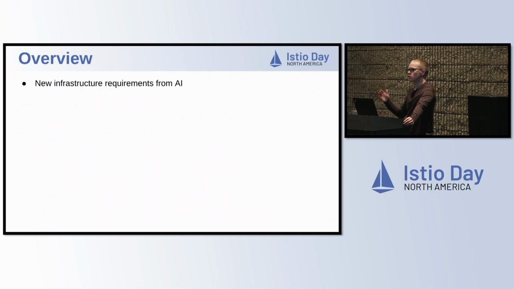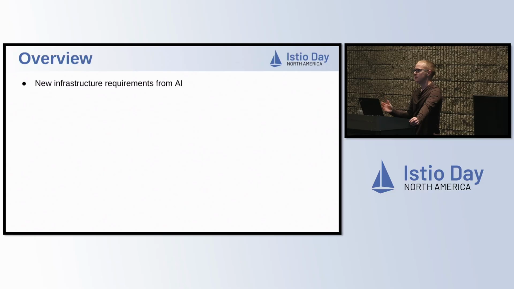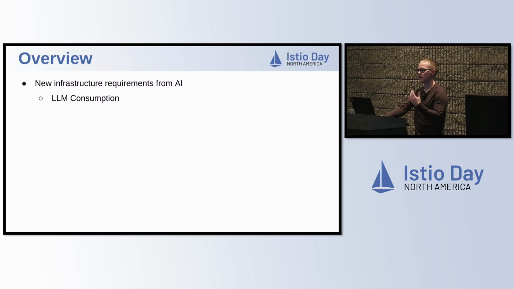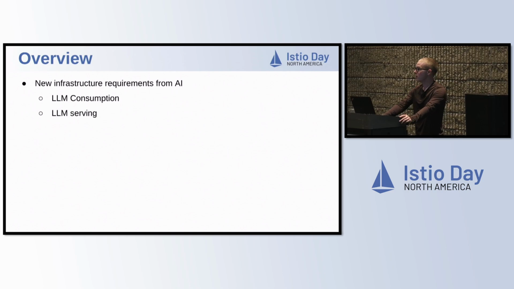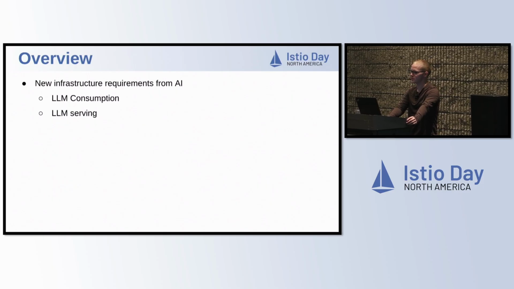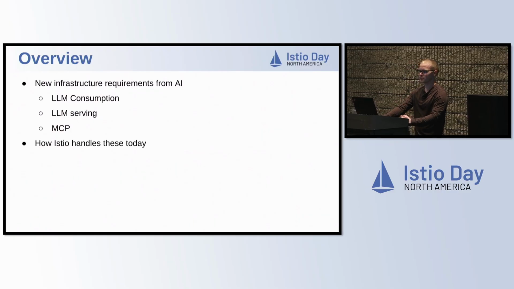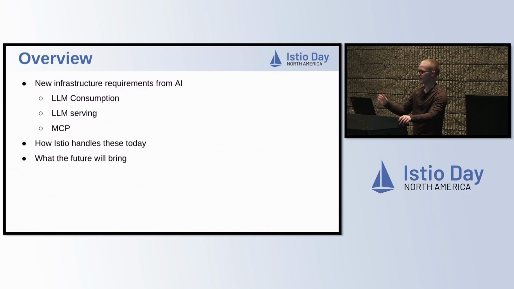I'm going to talk about some of the new requirements that AI is putting on our infrastructure, our service mesh, our API gateways, our networking stack. We're going to talk about a few different areas of AI. AI is a somewhat broad category. So we're going to talk about LLM consumption. This would be like calling out to OpenAI or Anthropic or other things. LLM serving, which would be running your own models in, say, your own Kubernetes cluster. And then MCP, which, if you're not familiar, I'll explain what that is as well. We're going to talk about how Istio can handle these today, where it excels, where it struggles, and what the future holds for Istio managing these protocols.